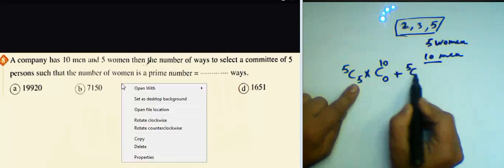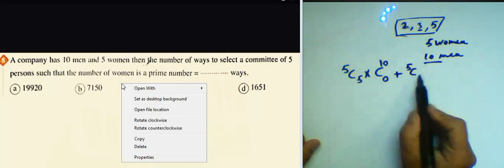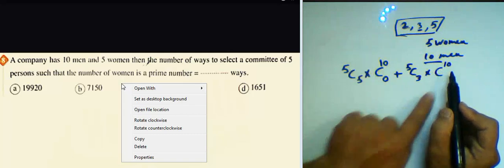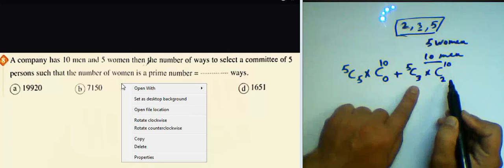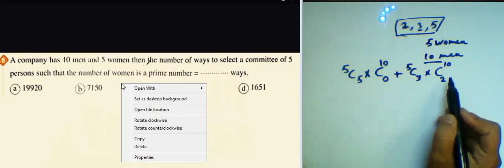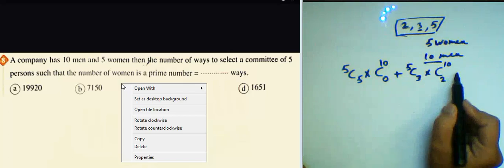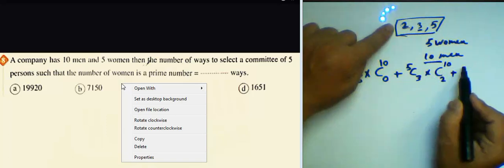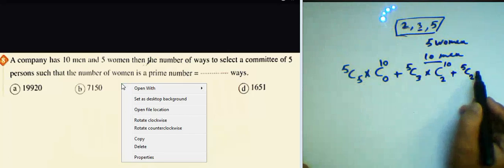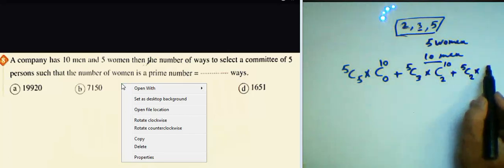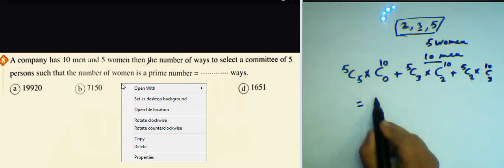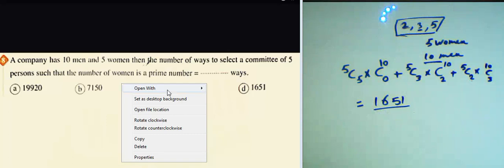And if you choose 3 women, you must choose the remainder from 10 men. The remainder will be 2, because 2 plus 3 equals 5. You want to choose 5 persons: 5 combination 3, or 10 combination 2. And we can write 5 combination 2 women, or 10 combination by what? 2 plus 3 equal 5. Okay, it's the result. You can use a calculator to find the result. It will be 1651. Okay, choose letter D.